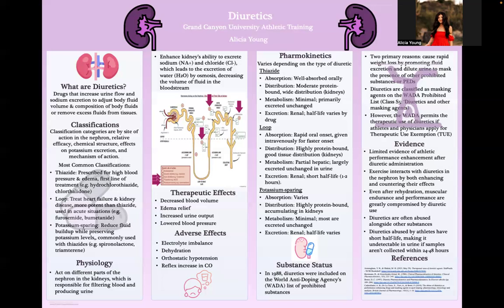Lastly, we have potassium sparing, so the absorption varies. For example, spironolactone is well absorbed orally, while amiloride has lower bioavailability. So it just depends. Distribution is highly protein bound, accumulating in the kidneys. Metabolism is minimal. Most are excreted unchanged, and then excretion is renal, and the half-life varies. Spironolactone has a longer half-life, like 10 to 12 hours, whereas there are other ones that have a half-life of 6 to 8 hours.